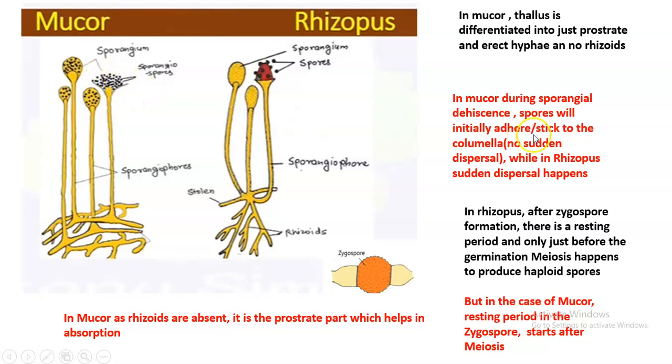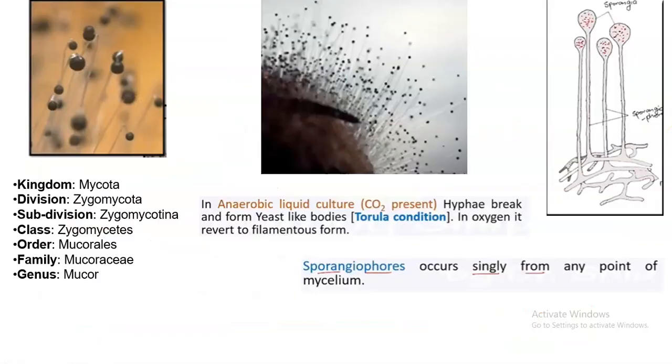So these are the main differences between Rhizopus and Mucor. Apart from this, almost everything is similar. Let us see. It belongs to kingdom Mycota, like the fungal kingdom. Then division Zygomycota, subdivision Zygomycotina. Class Zygomycetes, order Mucorales, family Mucoraceae, genus Mucor.